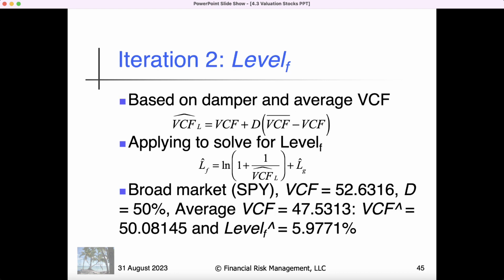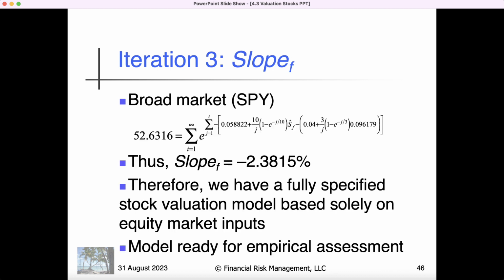Now we want to estimate the level of the forward curve. Again, based on the dampener and the average of the cash flows, we could estimate the level of the forward curve in this manner. If we apply the parameters that we've estimated thus far, we can come up with an estimate of that particular parameter. Solving for the slope of the forward curve, in this particular case, we would come up with minus 2.38%.